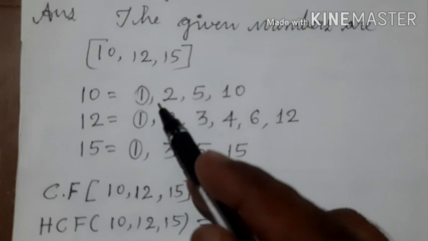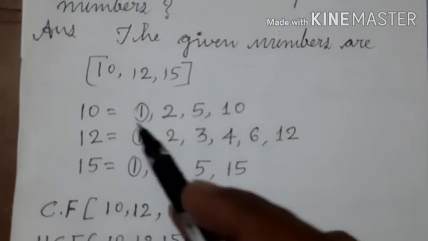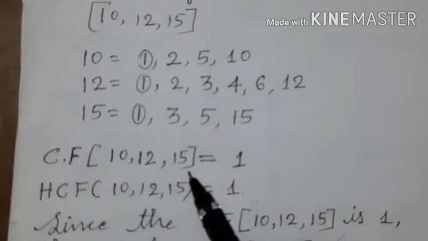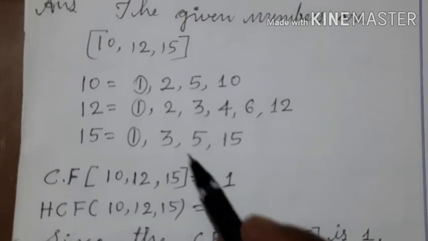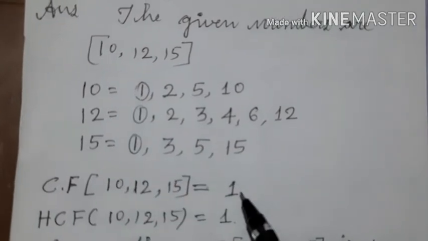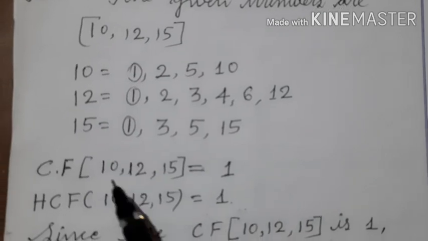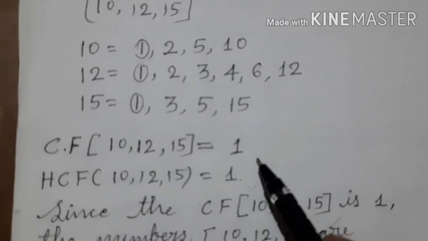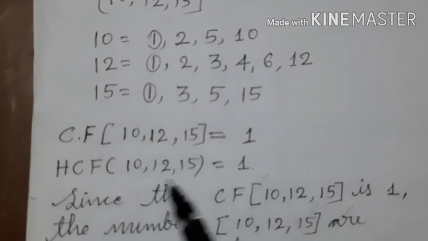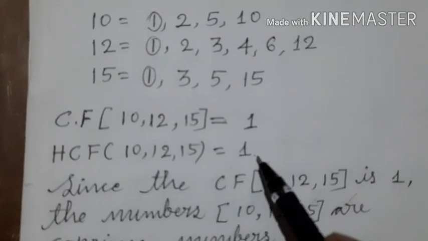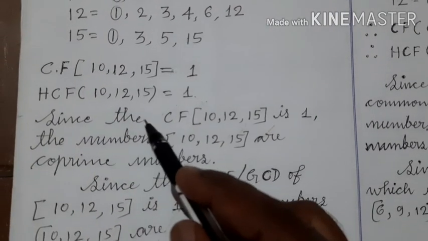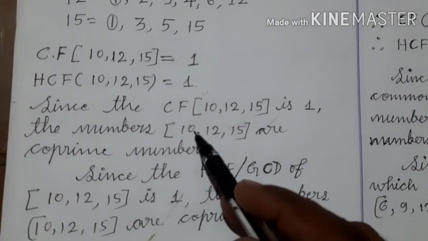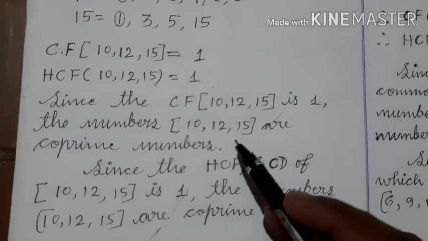But other than 1, there are no common factors for 10, 12 and 15. Therefore children, the common factor of 10, 12 and 15 is only 1. Other than 1, the numbers 10, 12, 15 don't have a common factor. That is why 10, 12, 15 are co-prime numbers. Then what is the HCF of 10, 12, 15? The HCF of 10, 12, 15 is also 1. Since the common factor of 10, 12, 15 is 1, the numbers are co-prime numbers.